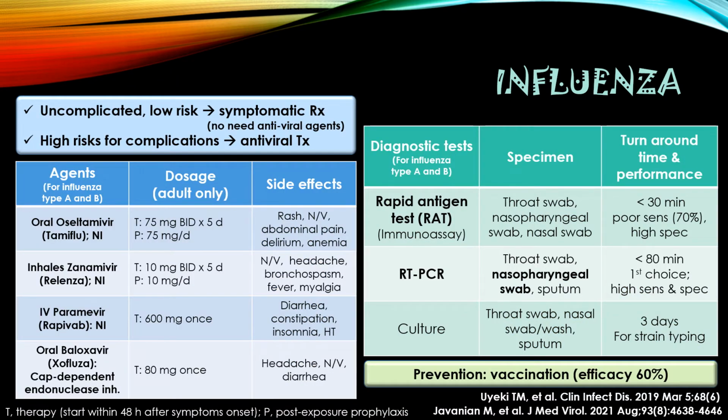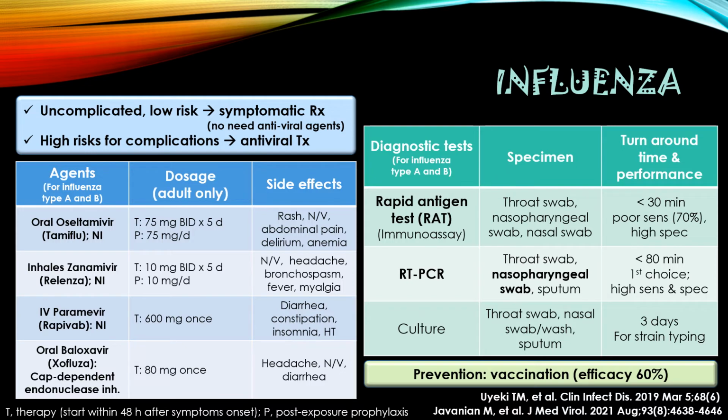About diagnosis, we can use rapid antigen test, ATK, done by throat swab or nasopharyngeal swab. It takes less time, but the sensitivity is not high enough, only about 70%, but it is very specific. For more sensitive tests, use RT-PCR like COVID from nasopharyngeal swab. It may take longer, but is sensitive and specific. Culture may be done in some facilities.